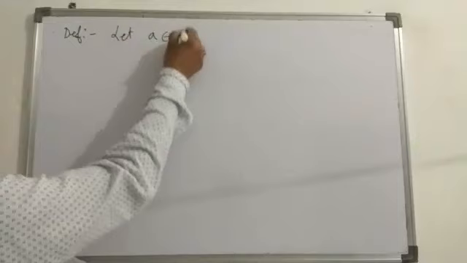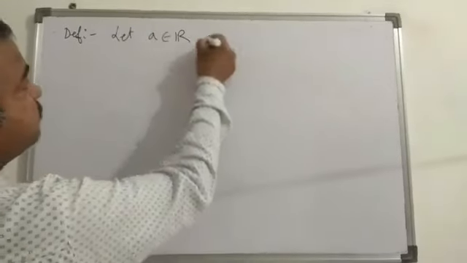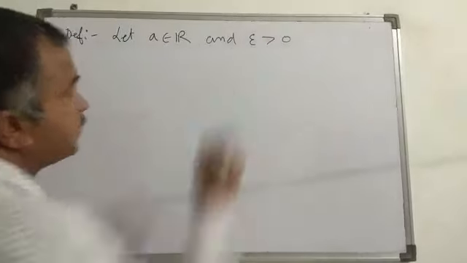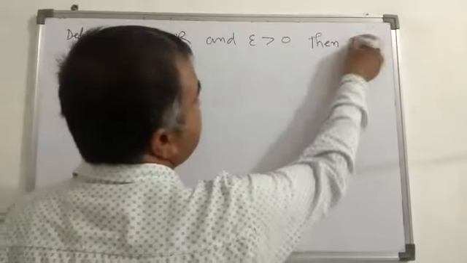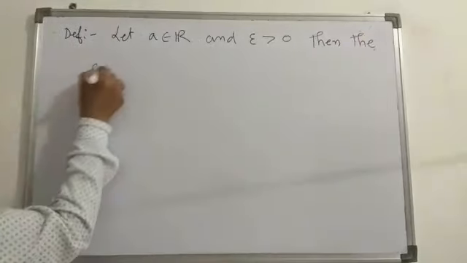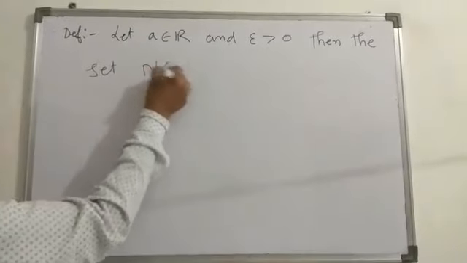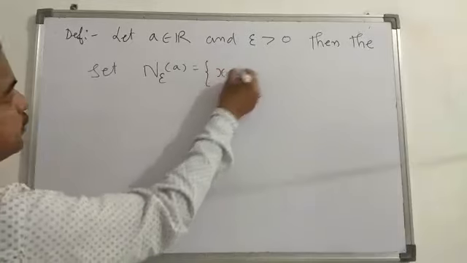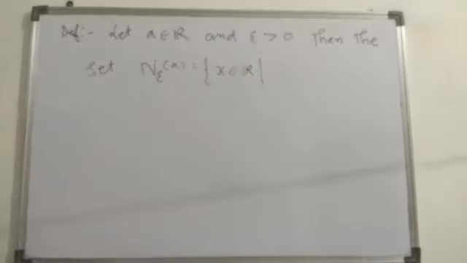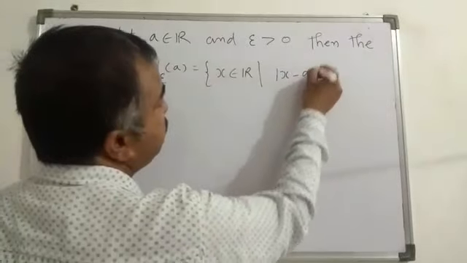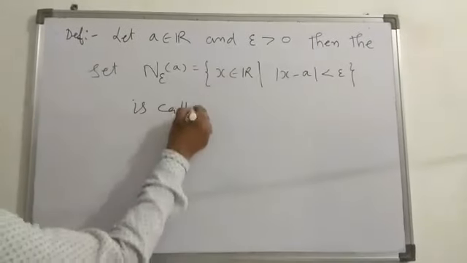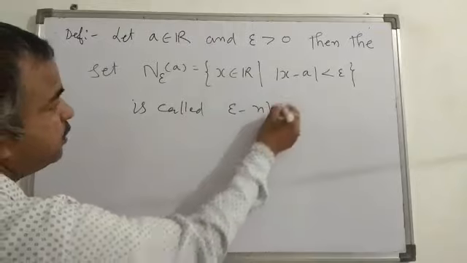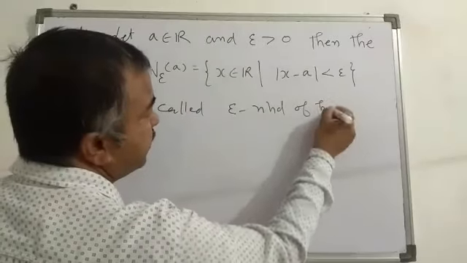Let A be a real number and epsilon greater than 0, then we set N epsilon of A, the set of x belonging to real numbers such that absolute value of x minus a is less than epsilon, is called the epsilon neighborhood of the point A.